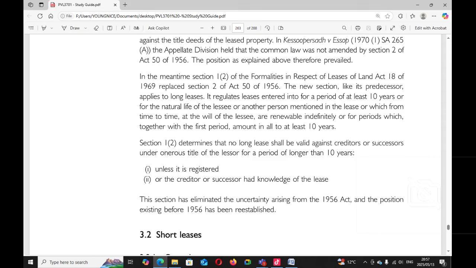This creates a doctrine of notice, and this doctrine of notice stipulates that no long lease shall be valid against creditors or successors under an onerous title of the lessor for a period of longer than 10 years unless it is registered. Now, what if it is not registered or the creditors or successor had knowledge of the lease? Remember, the doctrine of notice has been created here when they said the successor or the creditor must have knowledge of the lease. So if the lease is not registered, at least the creditor must have knowledge, which created the doctrine of notice by the legislation. Are you understanding?